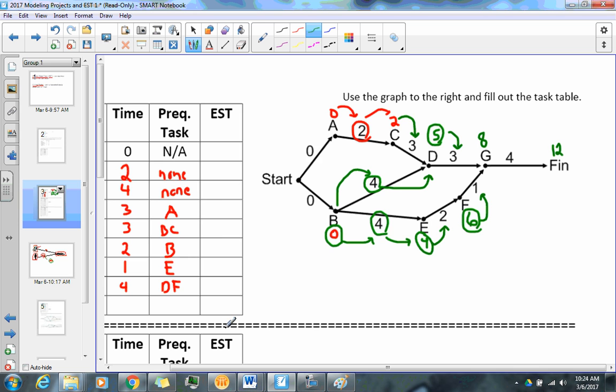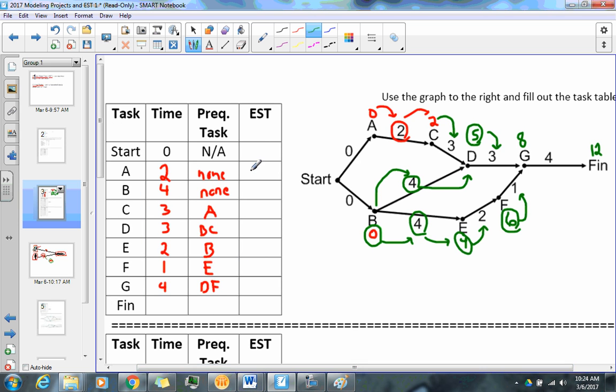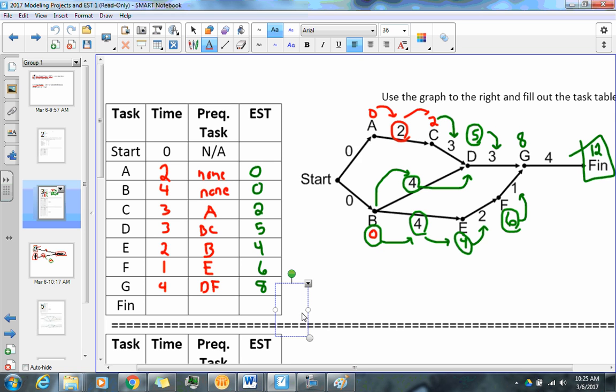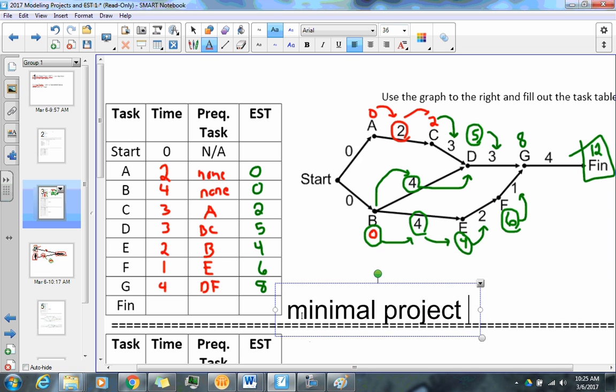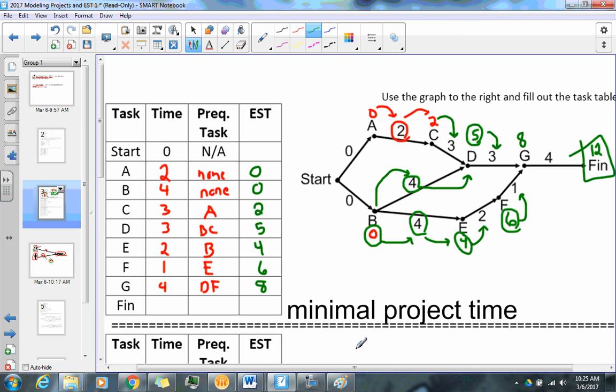So the way that you would figure it out on your chart here, you would say A has an EST of 0, B 0, C is 2, D is 5, E is 4, F is 6, G is 8, and lastly the finish. And now this is referred to as the minimal project time. So the minimum project time is basically the EST of the finish, and that ends up being 12.